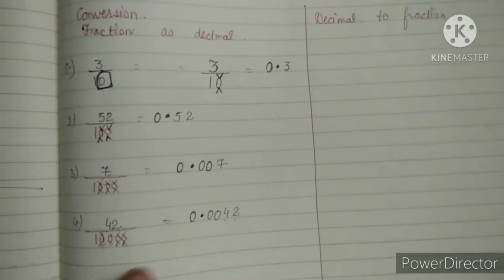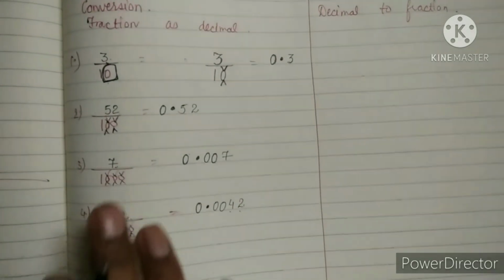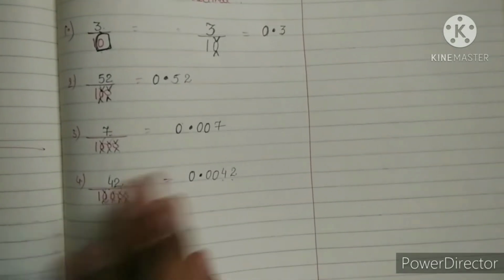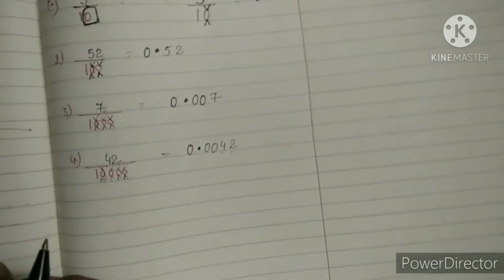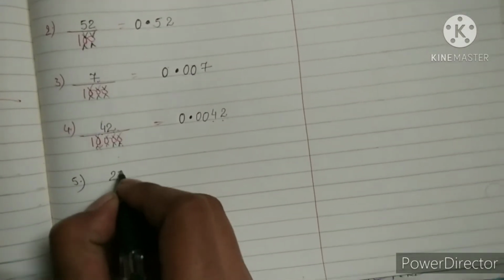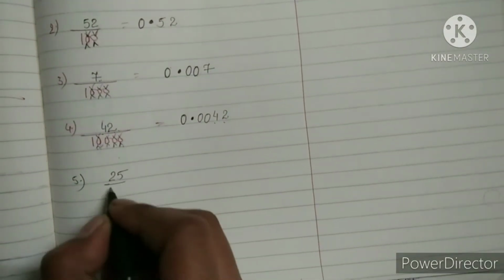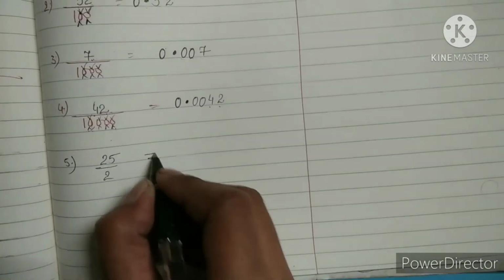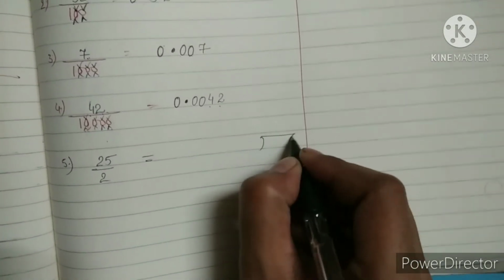So this is the case when we have fractions with 10, 100, 1000, 10,000. When we have this kind of fraction, we can do it directly. But when we have a fraction like this, where we have to divide 25 by 2, we have to do the actual division.